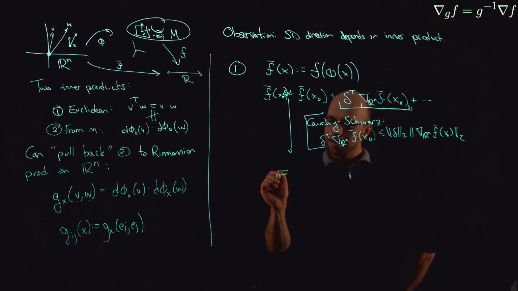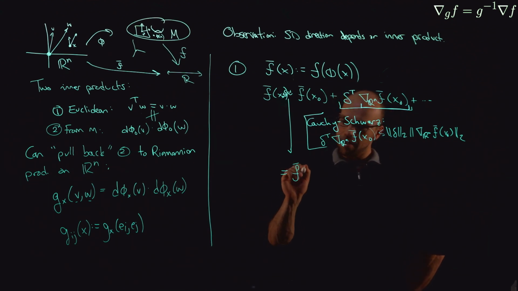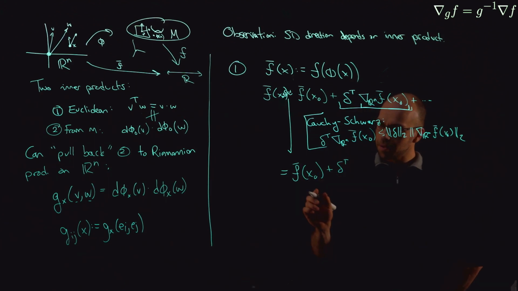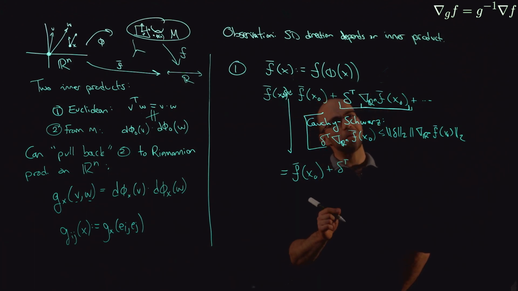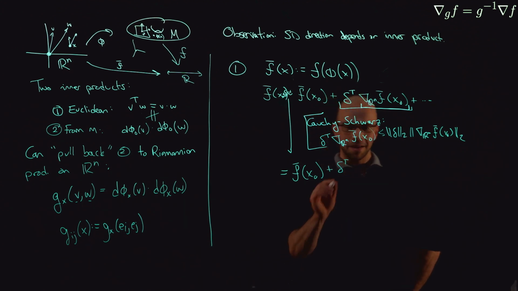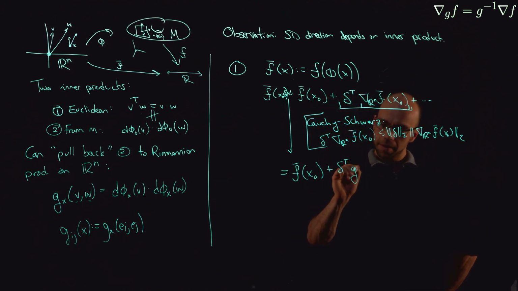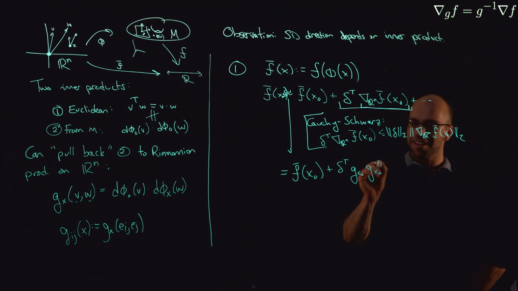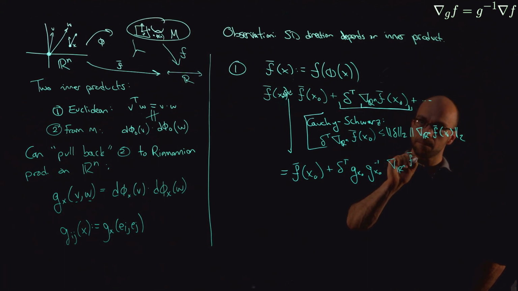I can do the following. I can say, okay, well, this is f bar of x naught plus delta transpose. And now here's going to be my little trick: I can put the metric matrix, we'll say g x naught, times g x naught inverse, right? This is just the identity, times the gradient like that.